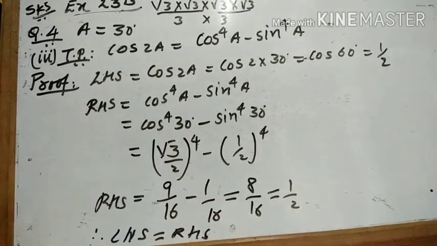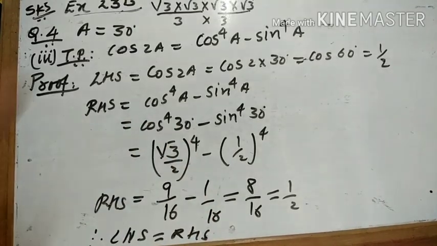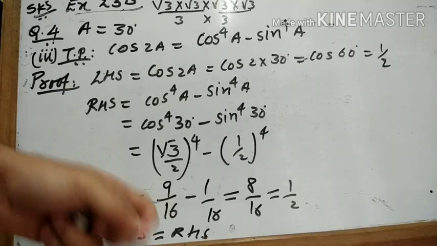Key part, root 3 was to be multiplied 4 times. So root 3 into root 3 will produce 3. Root 3 into root 3 will produce another 3. Hence it will be 3 threes are 9.